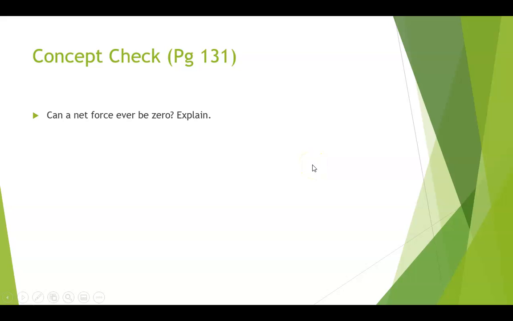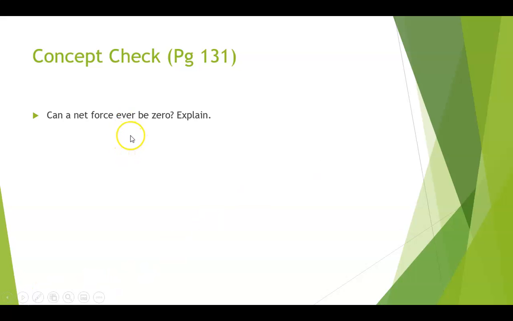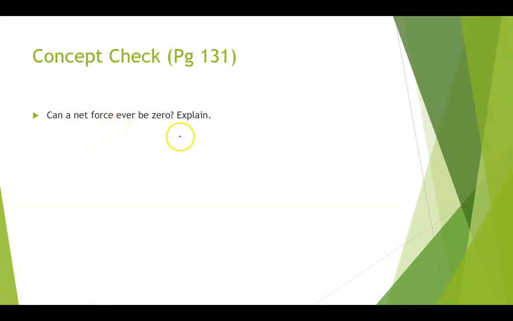So can a net force ever be zero? Think about it, pause the video, and think about it now. Okay, the short answer is yes. We can wind up with all the forces adding up to 0.